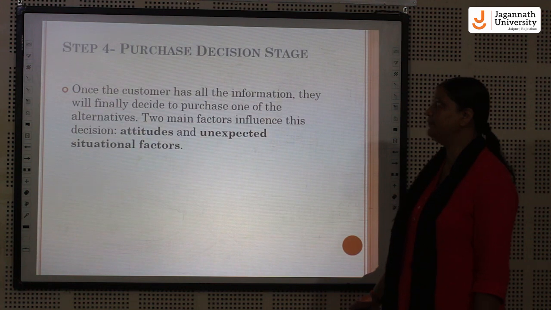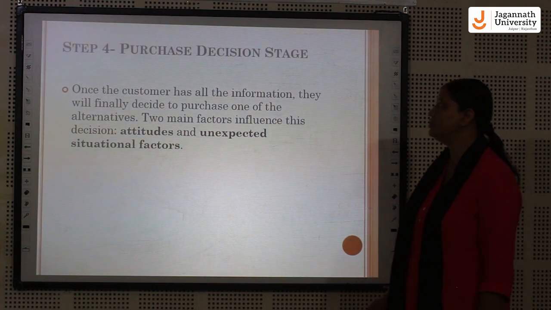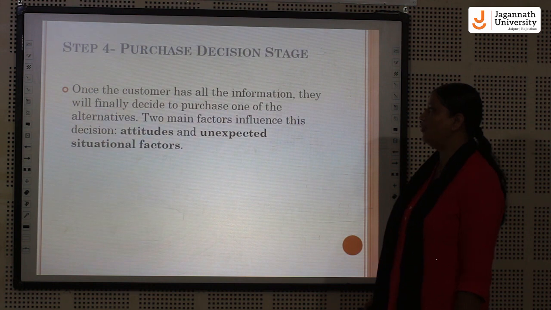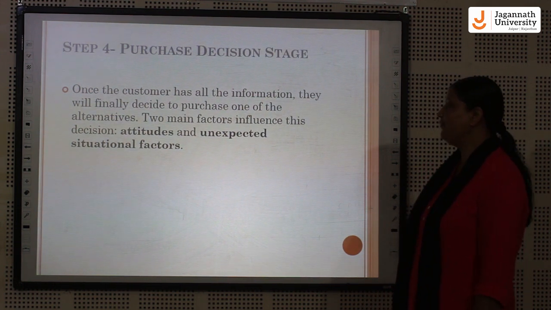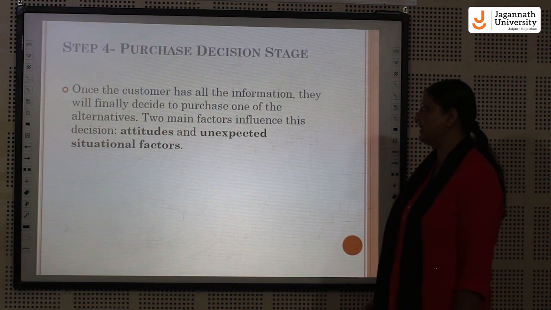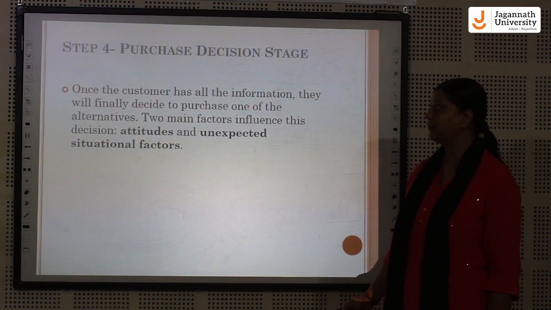Now the fourth step, that is the purchase decision stage. Once the customer has all the information, they will finally decide to purchase one of the alternatives. 2 main factors influence this decision: the attitude and the unexpected situation factors.